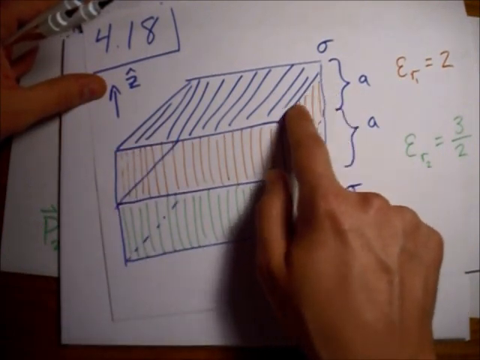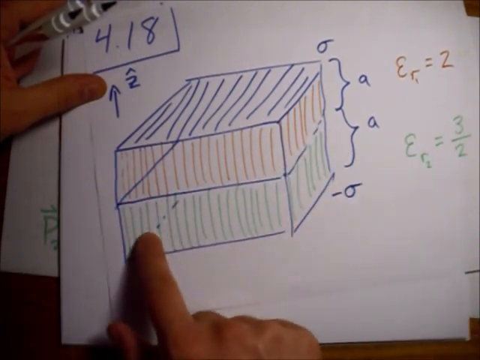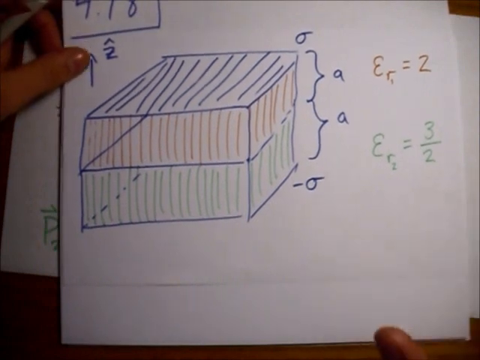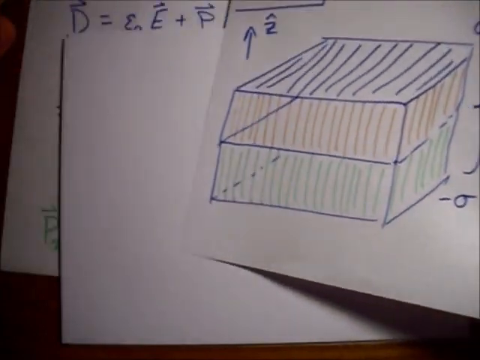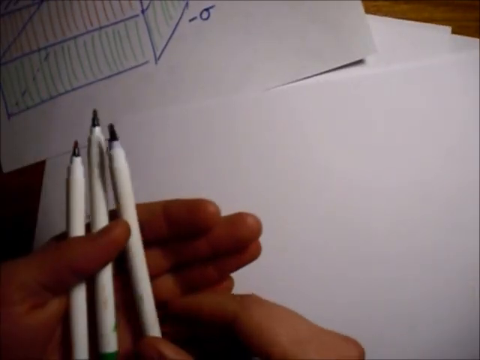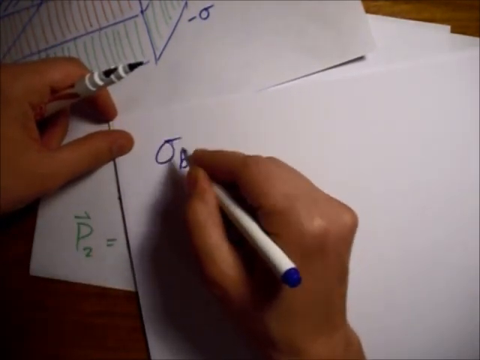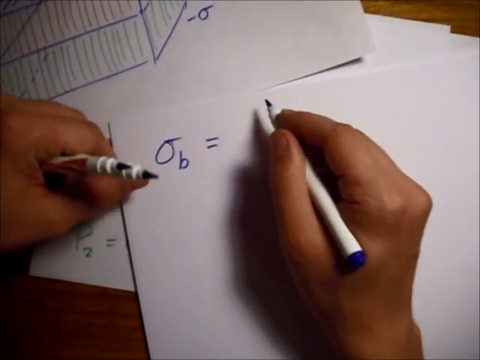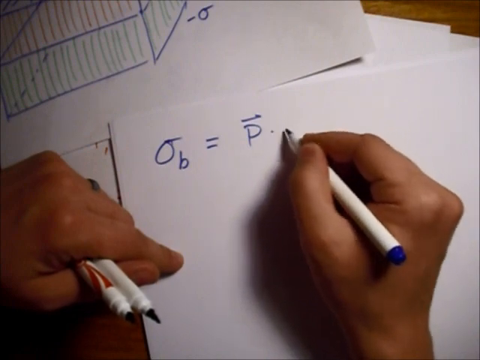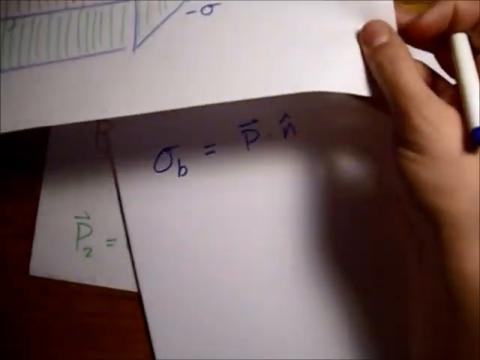One at the top surface of the red slab, one at the bottom surface of the red slab, top surface of the green slab, and bottom surface of the green slab. And the amount of bound charge is going to, of course, depend on these two different dielectric constants. So, if we look up the formula for the surface bound charge density, we get polarization dotted into a normal unit vector. What's the normal unit vector?